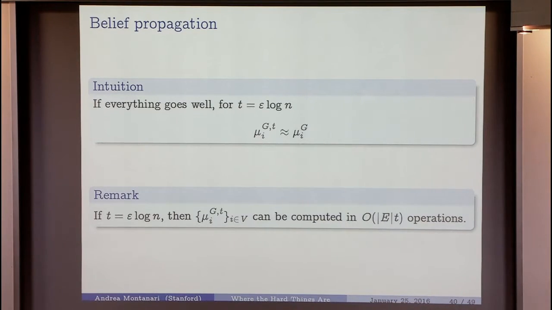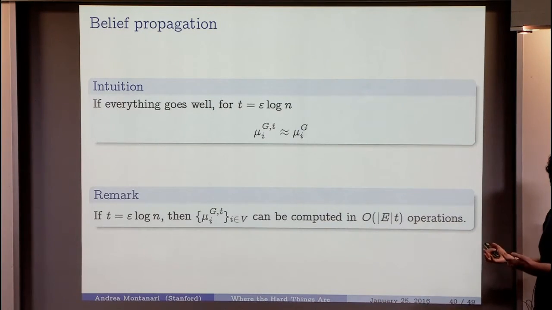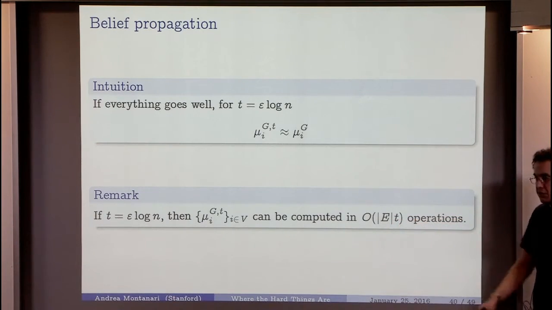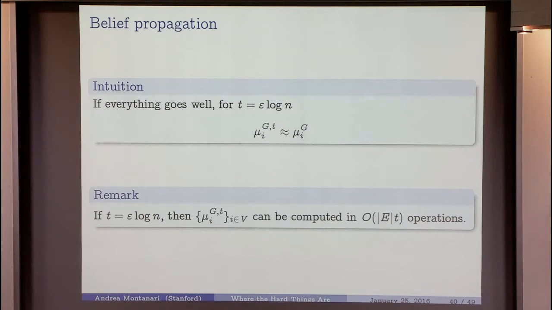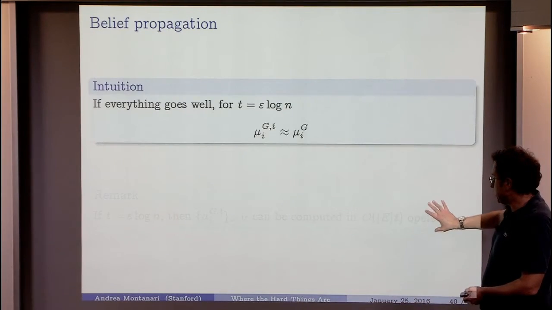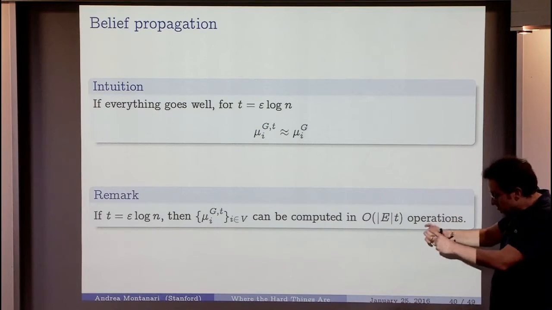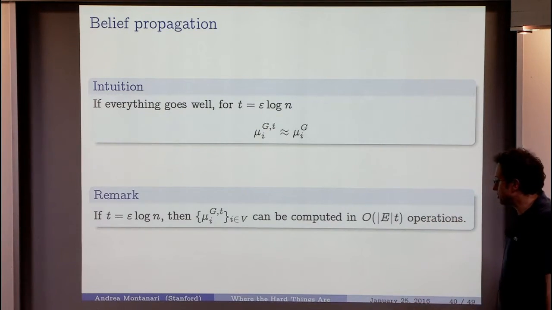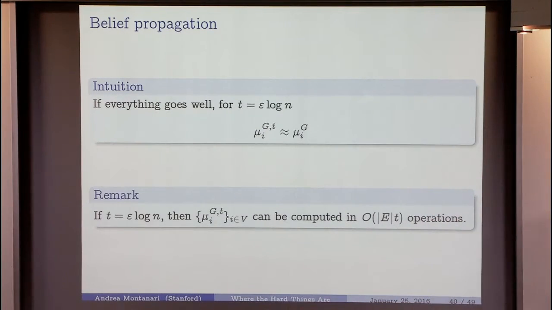So this has a name. It's called belief propagation in artificial intelligence. And it can actually be done much more quickly than that. If you think a little bit, it can be done in time of order number of edges times t, using these local tree-like properties. But that is not crucial for what I'm talking about. So this is the belief propagation algorithm. It's looking at all balls and computing the induced marginal at the center.